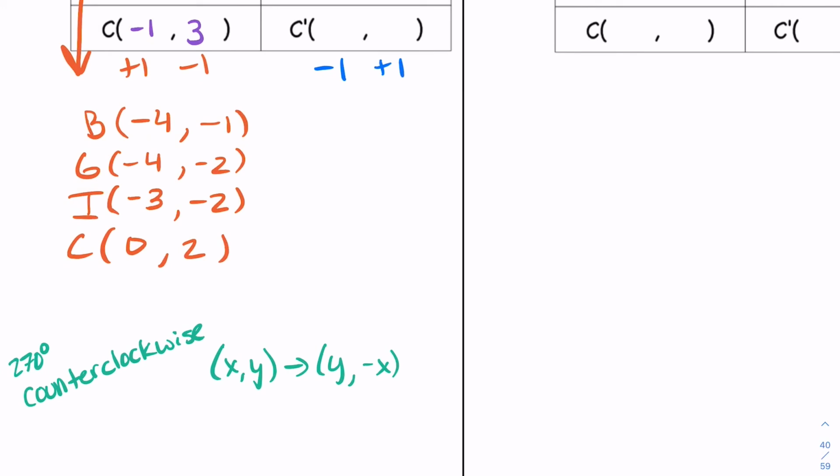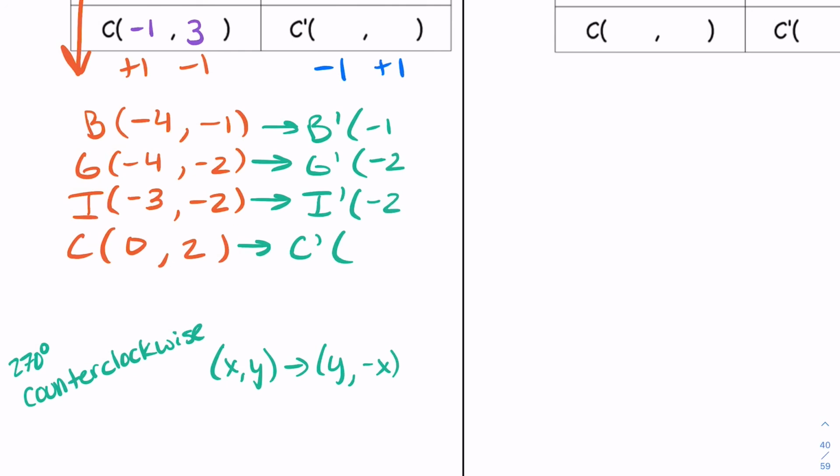I perform my rotation following the rule. So B prime, G prime, I prime, C prime. So this is y, opposite x, so the y's are going to stay the same: negative 1, negative 2, negative 2, 2. The x's all become opposite: 4, 4, 3, 0. And just when I think I'm done, I am not done.